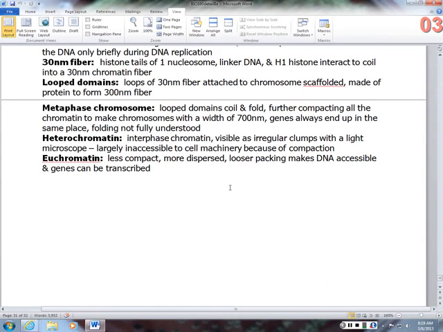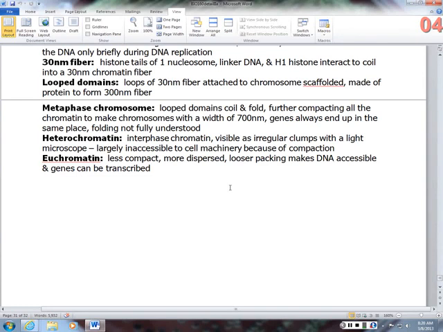So the metaphase chromosome is when it's made into those full chromosomes that you typically picture. The heterochromatin is the interphase chromatin. That's going to be the little clumps visible with a light microscope. This is your interphase chromatin during that part of the cell cycle. And then your euchromatin is less compact, more dispersed. This is when it's totally loose.